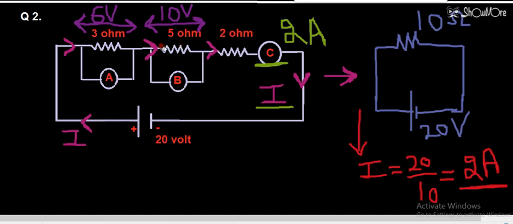Then let's name it V2. V2 is the voltage drop across the 5 ohm resistance, so that will be equal to I into R2. So 5 into 2, that will be 10 volt. Then you can check the voltage drop across this 2 ohm also, but it is not asked. So 2 into 2, that will be 4 volt.